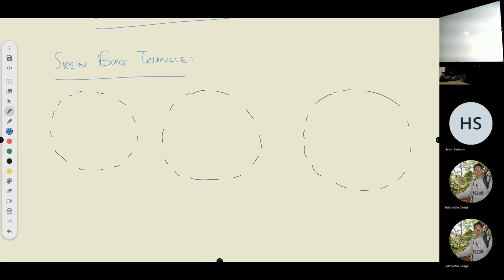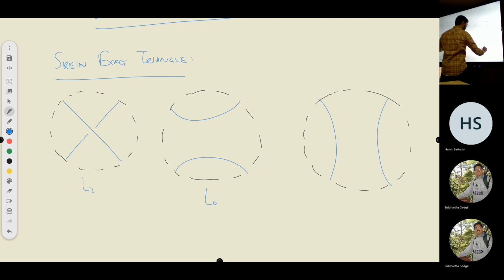I promise that I have a slightly better figure in the notes than what I'm drawing today. Let's call this L2. Let's call this L0. Let's call this L1.